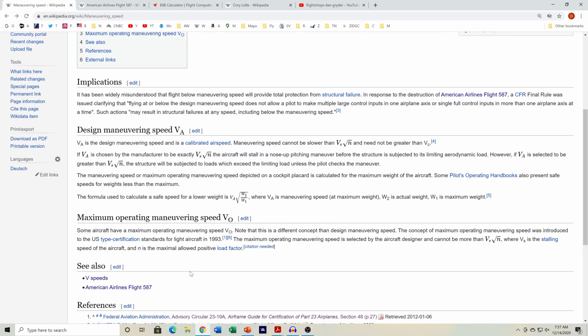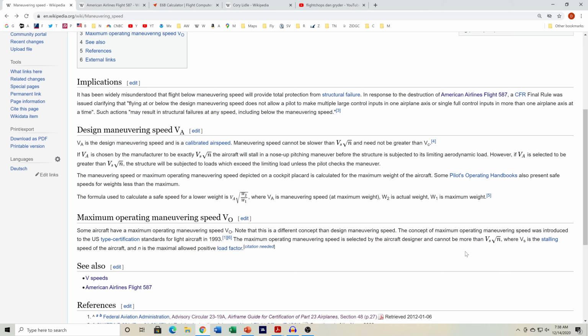So what's VO? Well, some aircraft have a maximum operating maneuvering speed of VO instead of VA. This is a different concept than design maneuvering speed. The concept of maximum operating maneuvering speed was introduced to the U.S. Type Certification Standards for Flight Aircraft in 1993, and the maximum operating maneuvering speed is selected by the aircraft designer. So the aircraft designer, in effect, gets more of a pick here, but it cannot be more than VA, okay, and then it defines the VS stall and the N as the maximum allowed load factor. In other words, VO is a different certification thing that's a bit newer, okay, and it gets selected by the aircraft designer, but it can't be higher than VA.